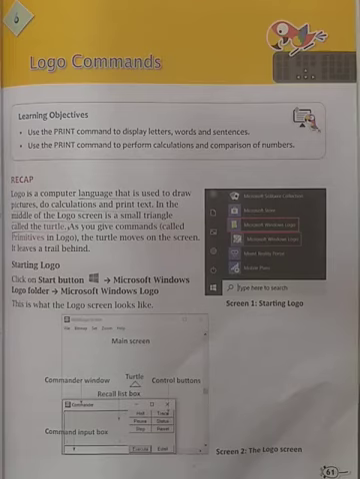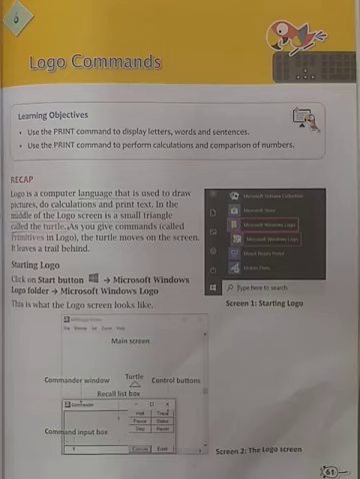Today we are going to learn our sixth chapter, Logo commands. Logo is a computer language that is used to draw pictures, do calculations and print text. In the middle of the Logo screen there is a small triangle. Logo is available from the Microsoft website.